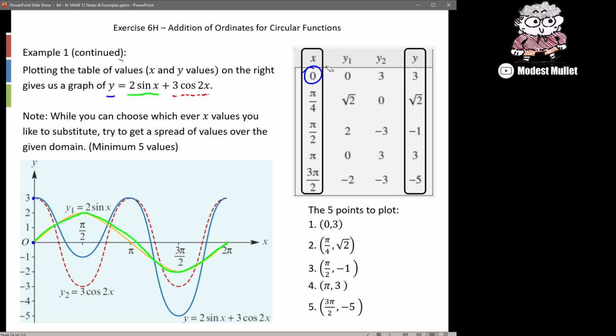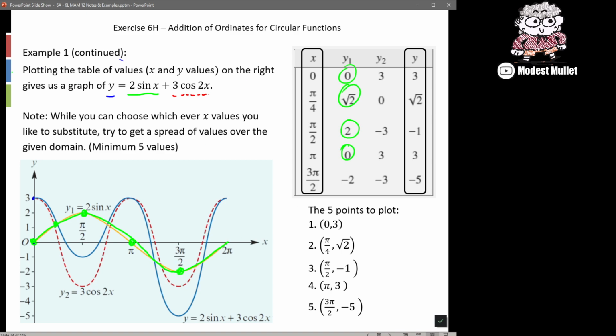Let me go along. Let's plot the y1 values, which we said were green. So 0, 0. We plot that point. At pi on 4, we get square root of 2. Pi on 4 is about there. At pi on 2, we got 2, which is there. Plot that point. Pi, we get 0, which is that point there. 3 pi on 2, we get -2. We've got that point there.